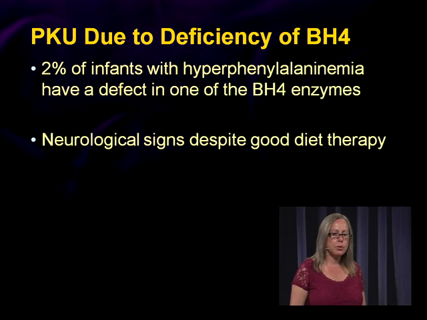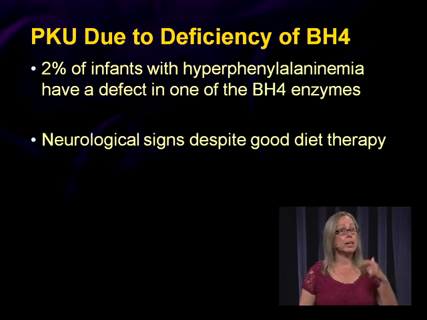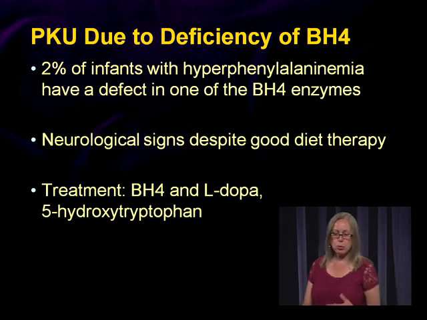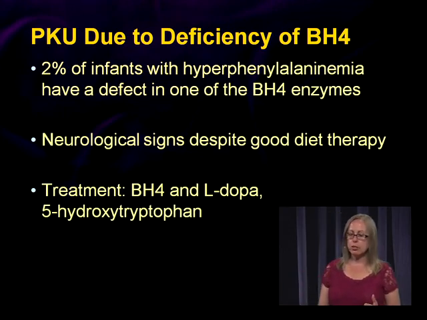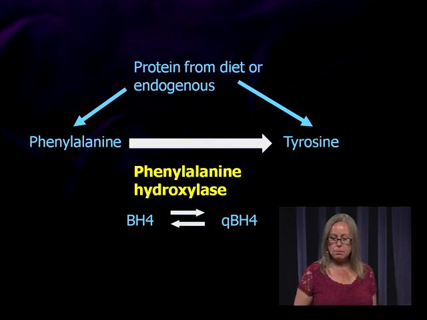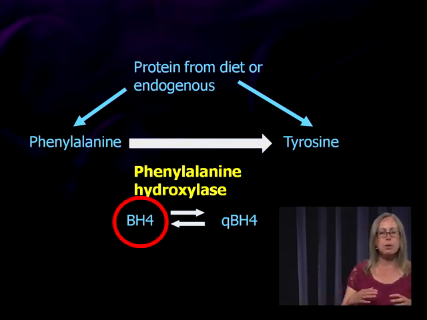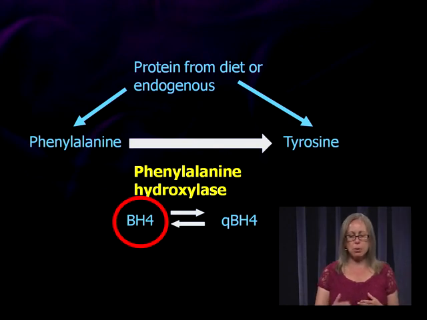And these kids will have neurologic symptoms despite good dietary therapy because you need your tetrahydrobiopterin to run other enzymes as well. So you've got other enzymatic defects. So you treat with BH4, L-DOPA, and 5-hydroxytryptophan. And so here again is our pathway, and some people have problems in this resynthesis. And when that happens, then you have to look at other enzymatic pathways that it's playing a part of.